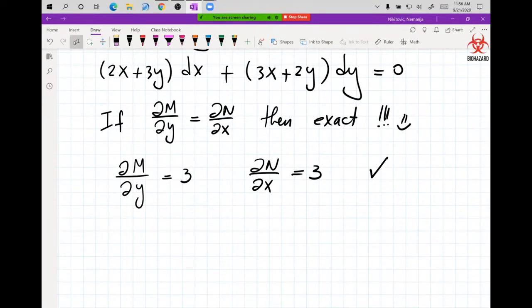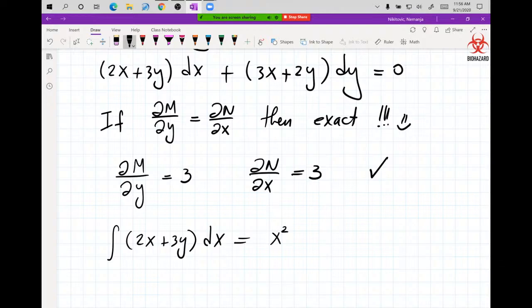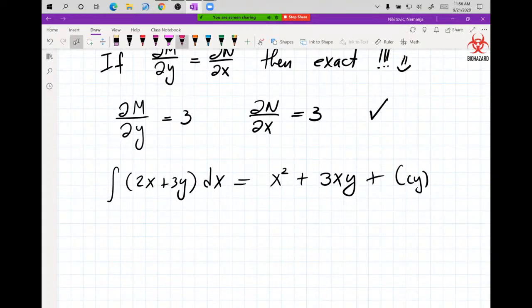So now that we have that, we integrate 2x plus 3y with respect to dx, get x squared plus 3xy, sorry. We can't integrate the other part, there is no x in there. Plus c of y. And that's already our partial solution. Like if you get up to here, you got 6 out of 10 points on your exam.